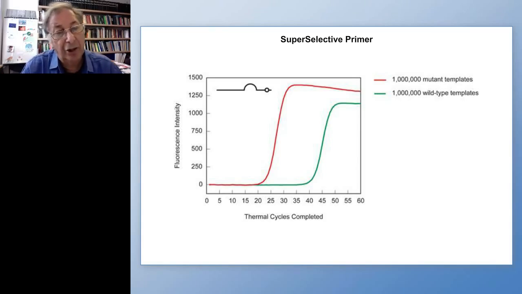So this slide shows the result of using such a primer. If we have 1 million mutant templates present, you get a sort of standard strong amplification of the 1 million target molecules. That's the red line. But if instead you do a parallel experiment with 1 million wild-type templates, where the only difference between the mutant and the wild-type is a single nucleotide polymorphism, there is a delay of approximately 20 cycles of amplification. 2 to the 20th is a million. It's 1/1,000,000th that's likely to be amplified. So that's extraordinary. So let me show you how this works.